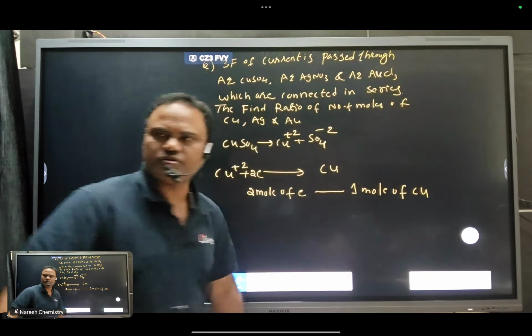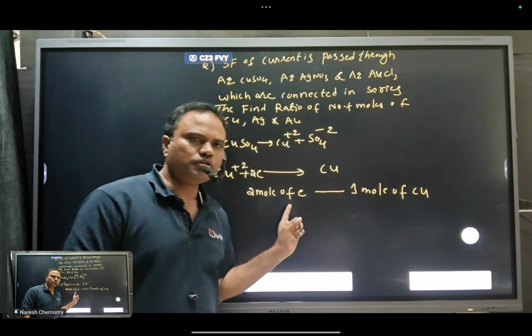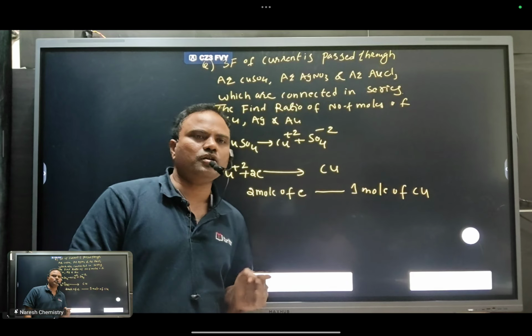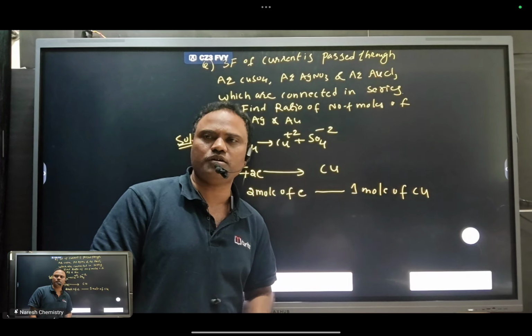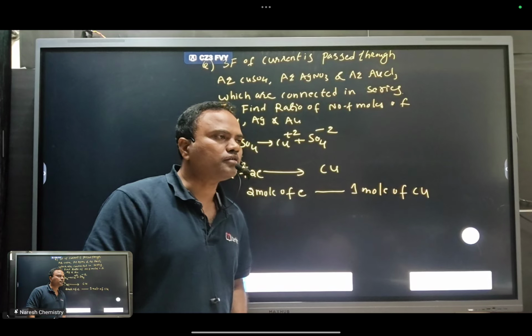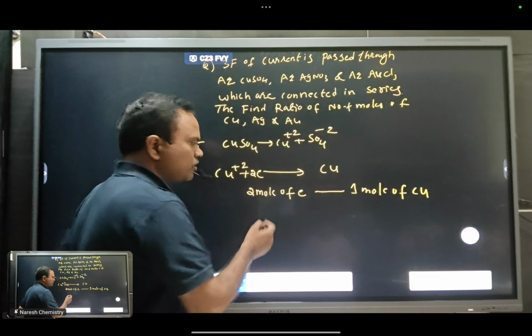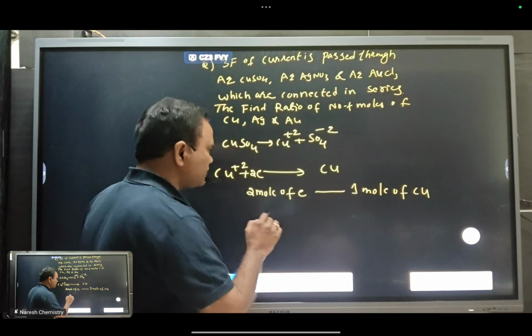1 mole of Cu is depositing. Right? In Faraday's first law, 1 Faraday is equal to how many moles of electron? 1 Faraday is 1 mole of electron. 2 moles of electron means 2 Faraday.